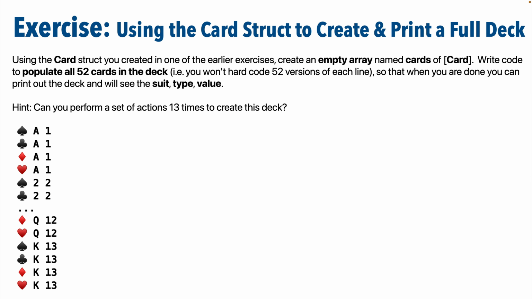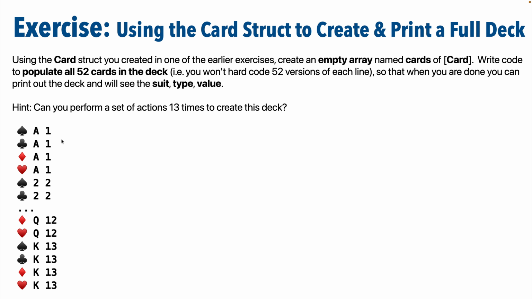So now that we've got our card struct created, we want to create an empty array of those card structs, and we want to write code to populate all 52 cards in a standard deck. When we're done, we want to print out the cards as the suit emoji type value. And below I ask if you can perform this set of actions 13 times to create the deck.